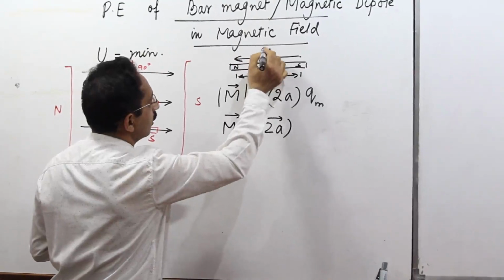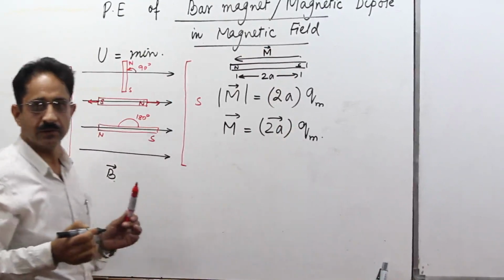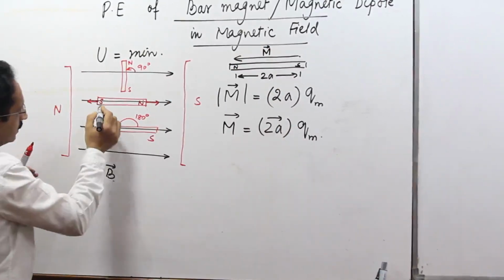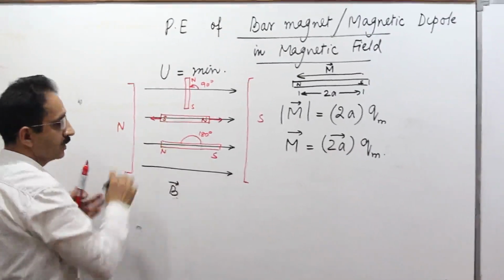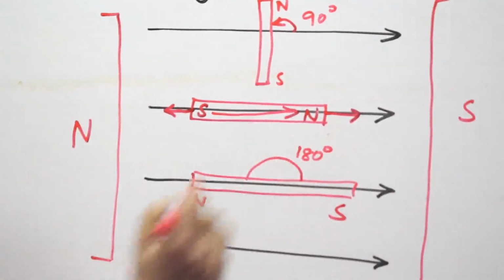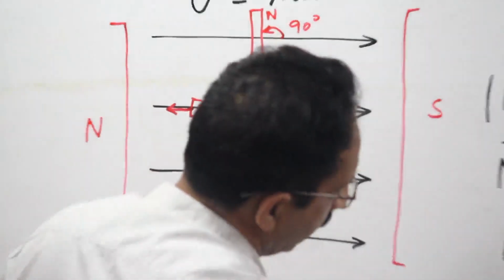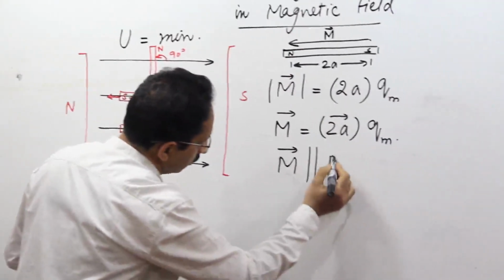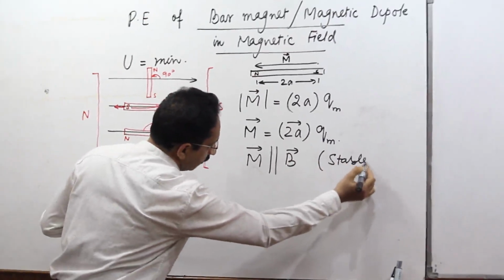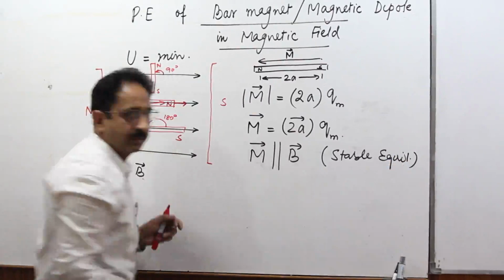So this is the direction of m vector. Then we have this vector form of the equation. Furthermore, you will see here that in this case, where the direction is made between south and north, the bar magnet has settled down in such a manner that its magnetic dipole moment is parallel to the magnetic field. So I call this a position where it has acquired a stable equilibrium.